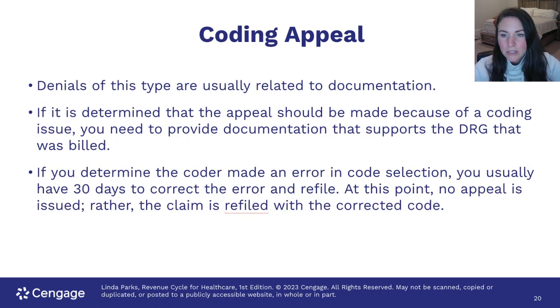Coding denials are usually related to documentation. So if you think the appeal should be made because of a coding issue, you have to provide the documentation that supports the DRG that was billed. If you think the coder picked an incorrect code, you usually have 30 days to correct it and refile the claim. In that case, you don't have to do an appeal. You're just refiling the claim with the corrected code.